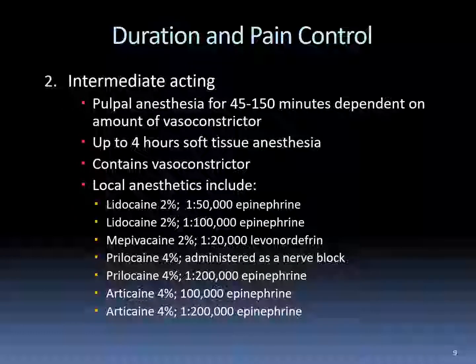The duration of intermediate acting anesthetics is between 45 and 150 minutes, and this is dependent on the amount of vasoconstrictor that is added to the local anesthetic agent. They have about 4 hours of soft tissue anesthesia, and all the intermediate acting anesthetics have vasoconstrictors. They range between a 1 to 50,000 ratio and a 1 to 100,000 ratio for epinephrine, and the only exception is levonordefrin, which is the artificial epinephrine. That is a 1 to 20,000 ratio.